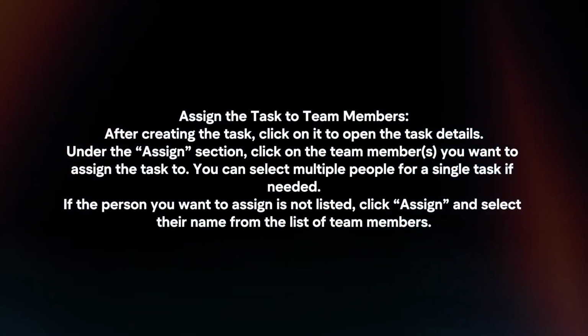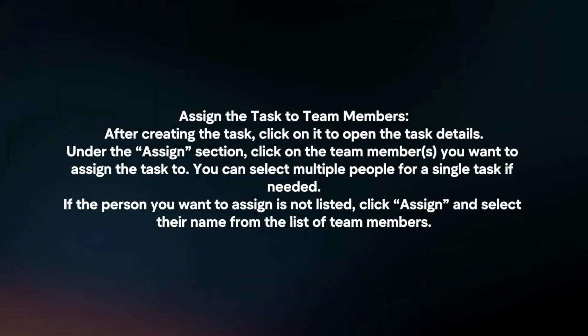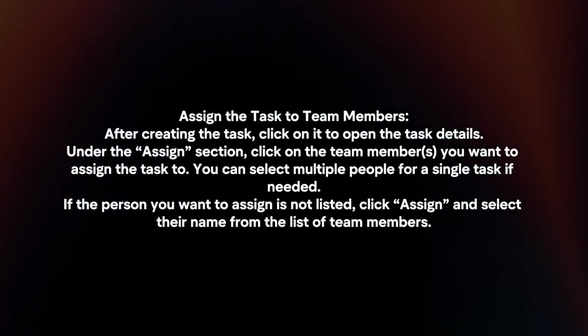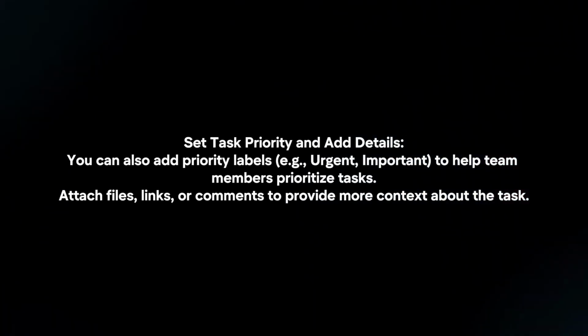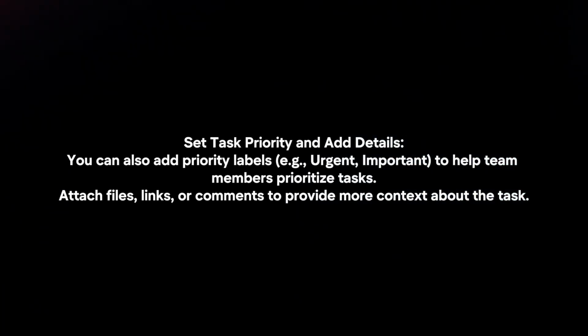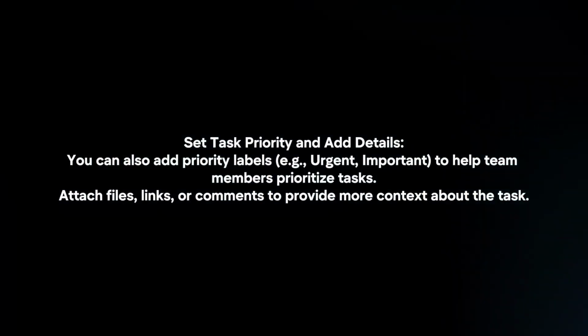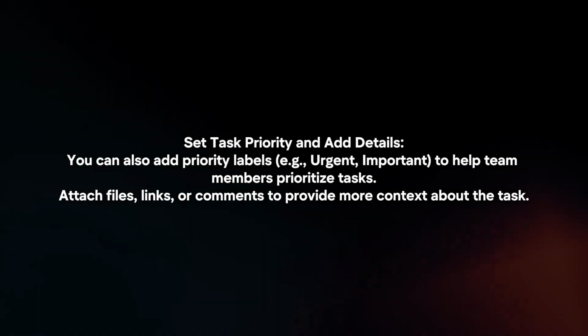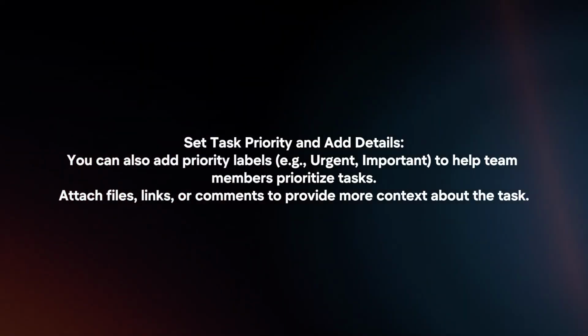If the person you want to assign is not listed, click Assign and select their name from the list of team members. Set task priority and add details. You can also add priority labels to help team members prioritize tasks. Attach files, links, or comments to provide more context about the task.